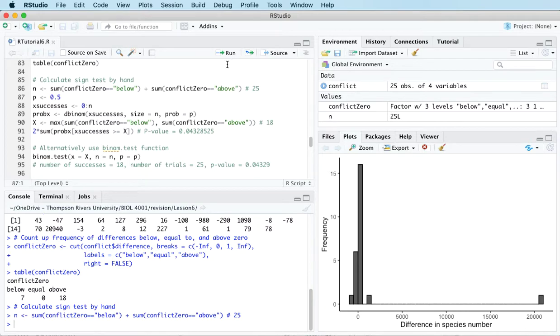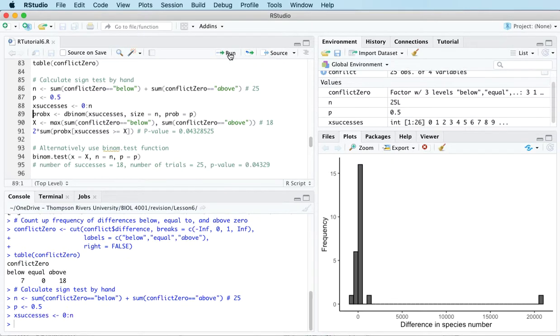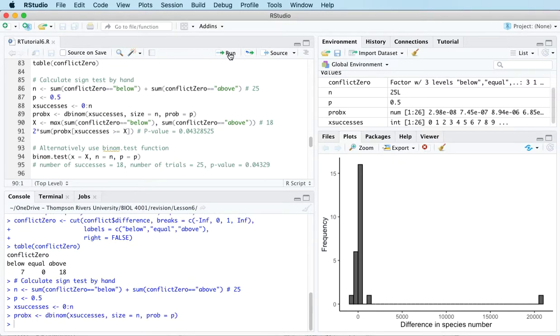Just running through the binomial test again, we set p equal to 0.5. We create a vector of a number of successes going from 0 up to the sample size, and then calculate the probabilities for each of those numbers of successes, and then our test statistic is the larger of these 2 numbers, so it's 18 in this case.